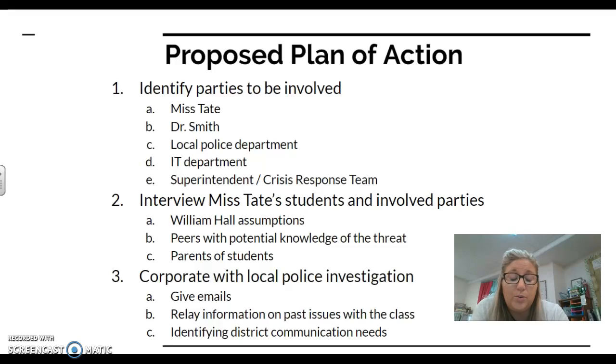I'd also like to cooperate with the local police investigation, so I would give any emails that they need for me, relay information on past issues with the class, so all the issues I've been having, or Miss Tate has been having, and then identify district communication needs. So for our district, we have one specific person that relays communication to the community. So if that is at this district as well, I would make sure that I'm identifying that person.